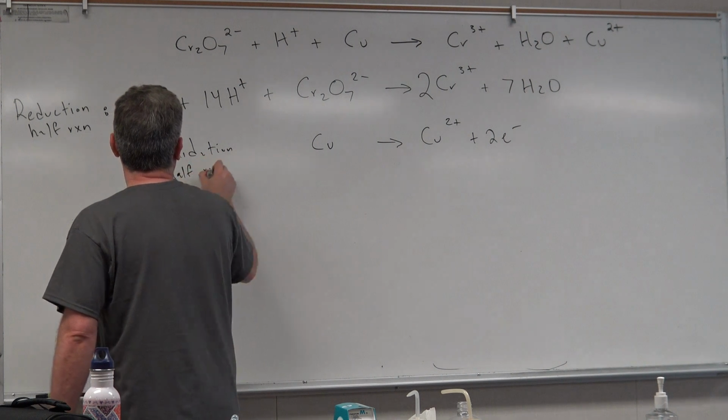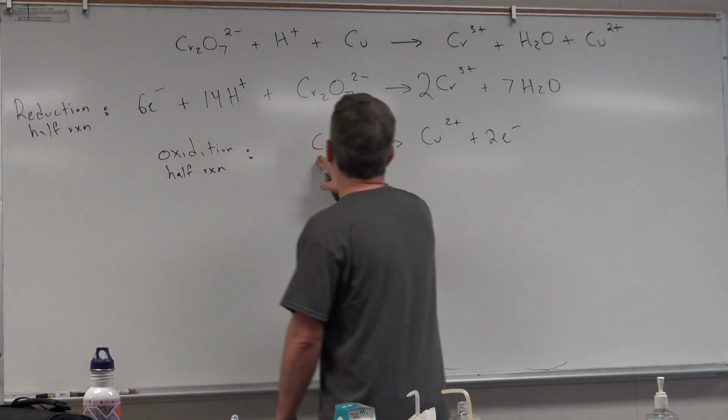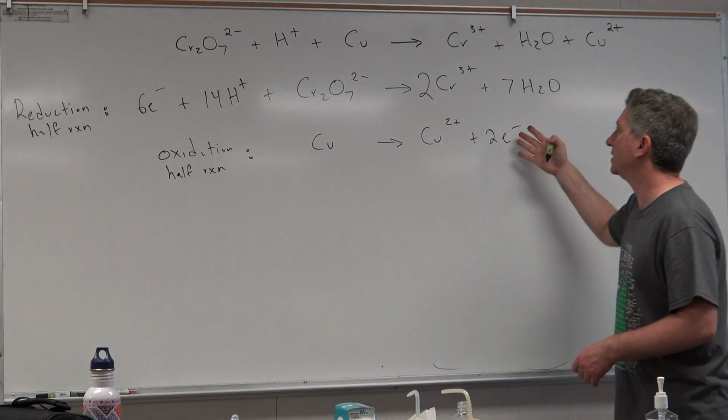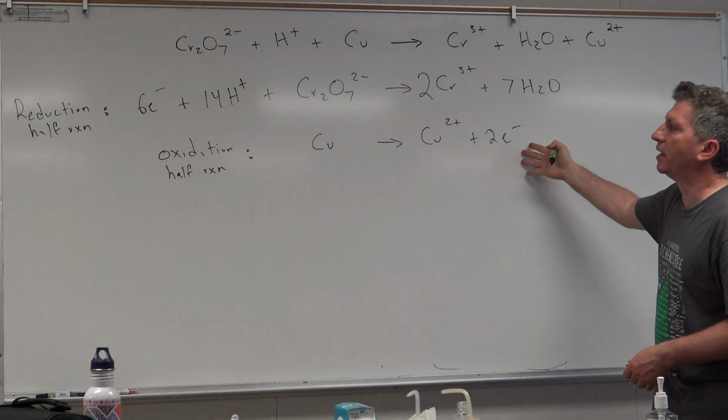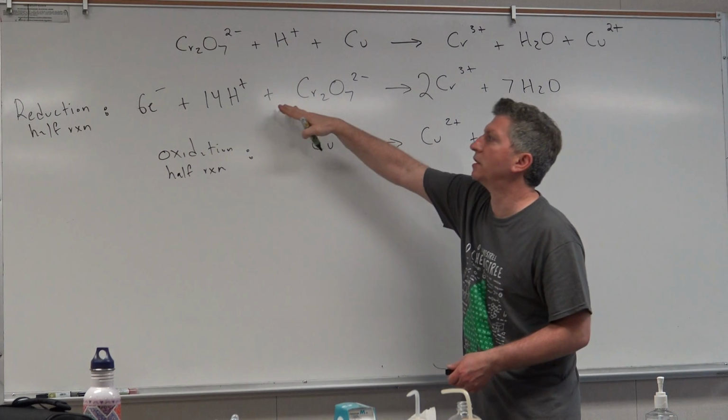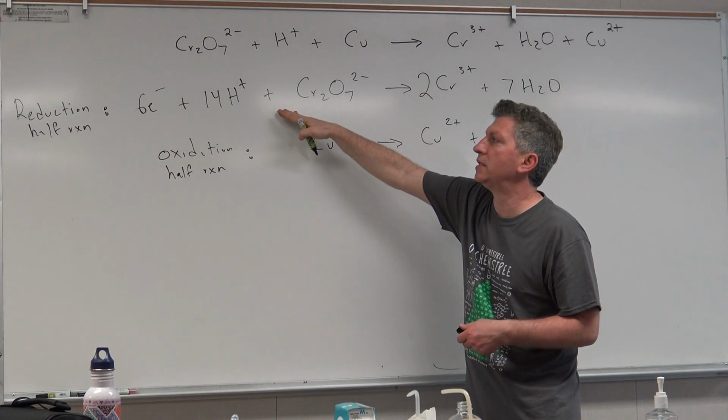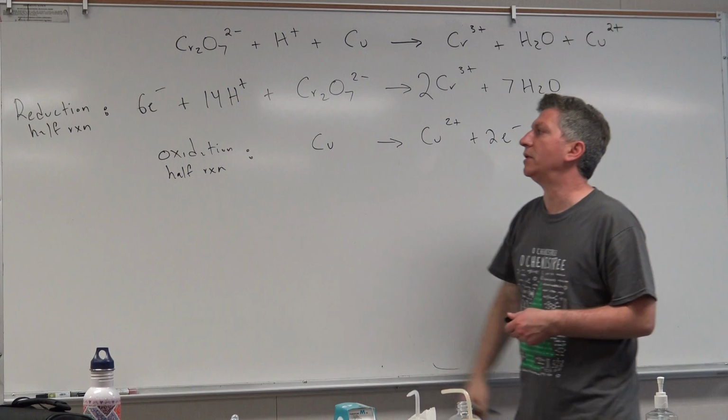Of course, you could have figured this out because copper is going to copper 2 plus. But since electrons are on the product side, this must be the oxidation half reaction. Since electrons are on the reactant side, it's grabbing electrons, so that is the reduction half reaction.